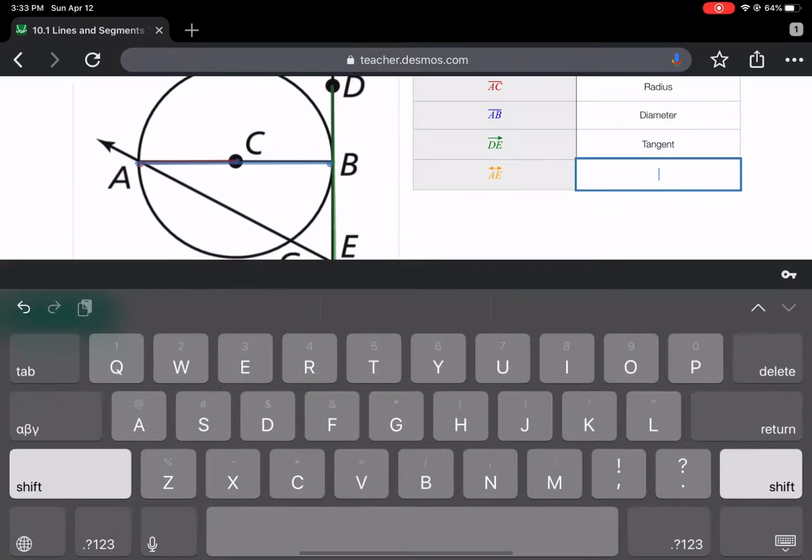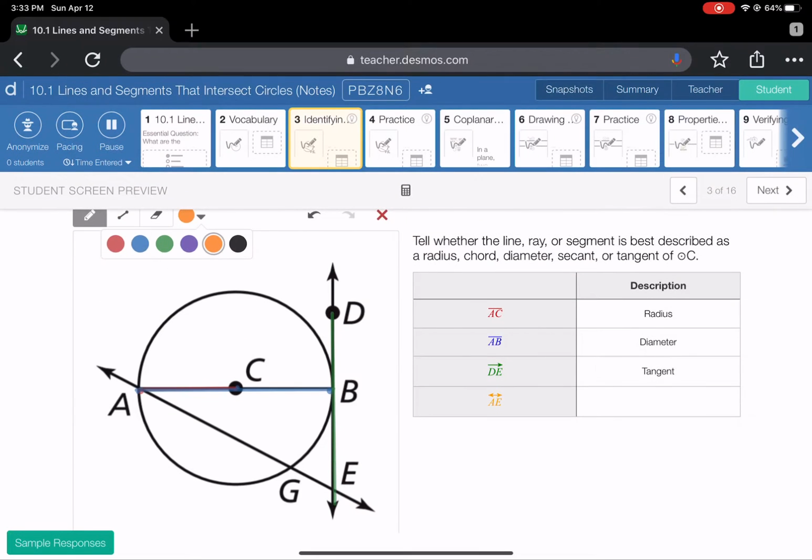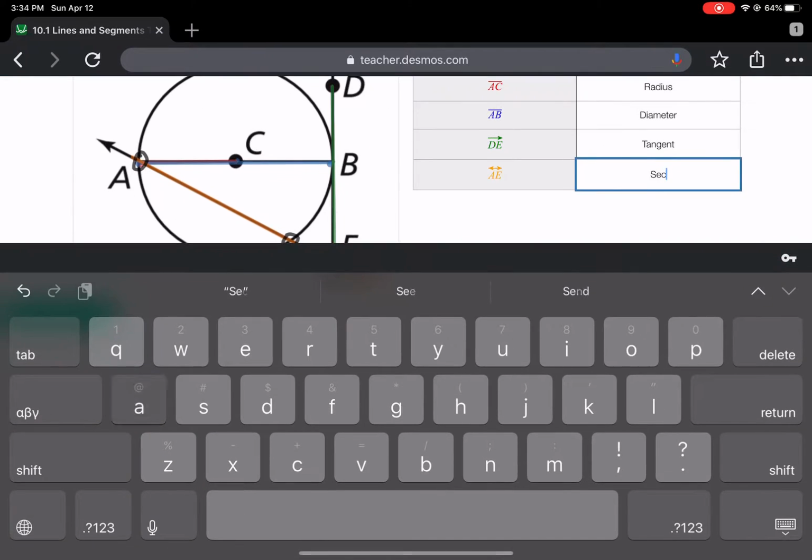And last one, we have line AE. So we're going to start from A and go to E. So it's a line. It doesn't stop at the edges, so that means it's going to keep on going. It's a line, and it touches the circle twice. It touches the circle once here and once down here. So it could be a chord or a secant, but this is a line, so it keeps on going outside of the circle, so this is a secant.